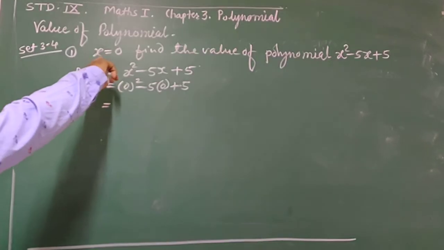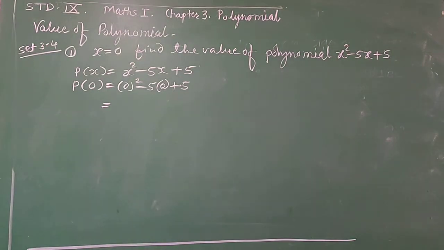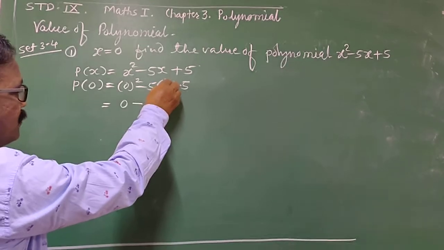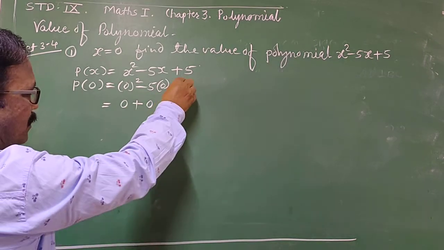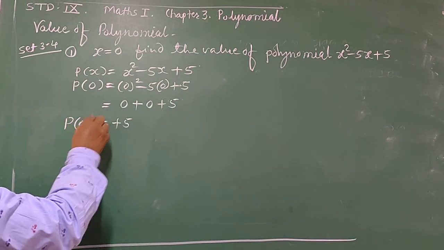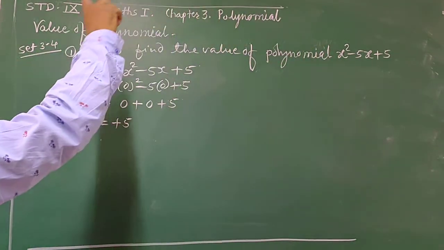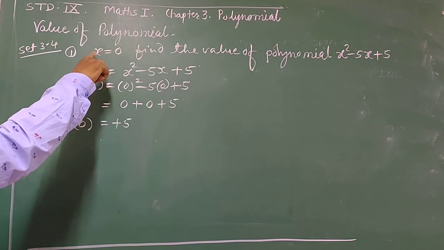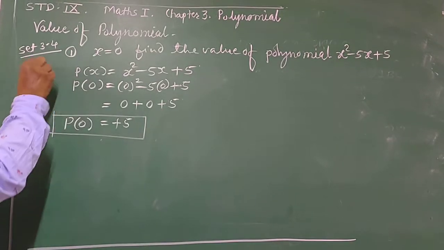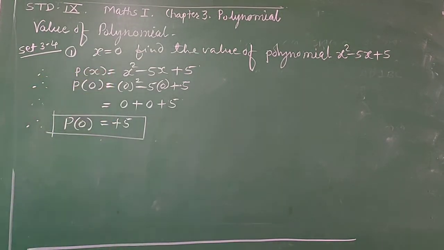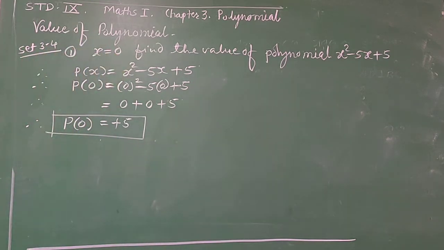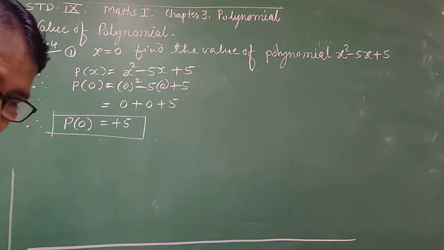So put value x is equal to 0 in given polynomial and then simplify this. Square of this, that is 0, multiply by 0 to 5, it is also 0, and only plus 5 is remaining. So value of given polynomial by using value of variable 0 is plus 5. Plus 5 is the value of given polynomial if value of variable is 0. So this is example number 1. Then example number 2.